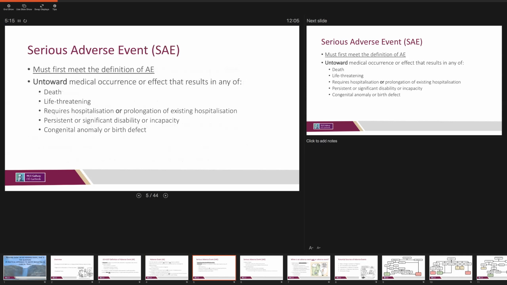A serious adverse event sounds like it's an obvious statement to make, but it first actually has to be an adverse event. So it has to be untoward. It has to meet all the other criteria. And then the criteria for seriousness is if an event has been fatal, if an event is considered life-threatening, which is a function of severity and based on whether it was life-threatening at the time or not, whether it required hospitalization or prolonged an existing hospitalization, whether it led to persistent or significant disability or incapacity, and whether a congenital anomaly or birth defect was part of it.